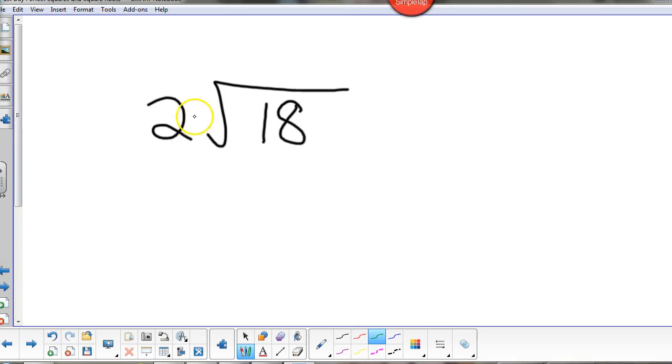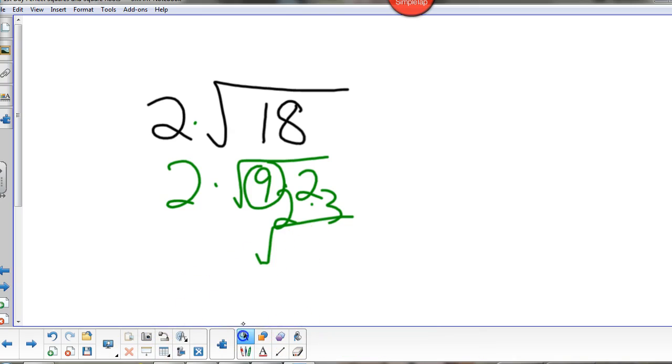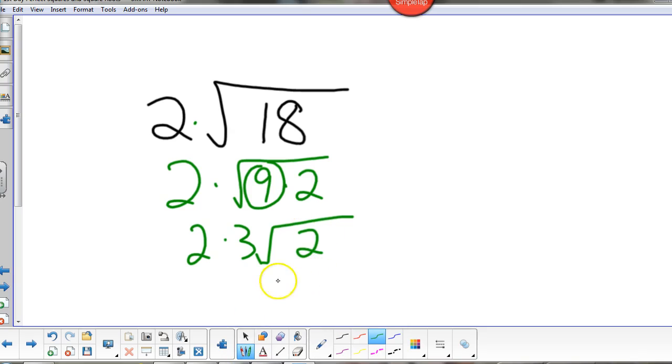If there is a 2 times the square root of 18, I'm going to simplify the square root of 18. Hopefully we got this down pat now. 9 times 2, the square root of 9 is 3, times the 2 that's already out here. So out here, as whole numbers, we have 2 times 3, and then root 2, so it becomes 6 root 2. It's not added, it's multiplied, because this is 2 times the square root of 18. So when you bring the 3 out, this is multiplied together, so it becomes 2 times 3, or 6 root 2.